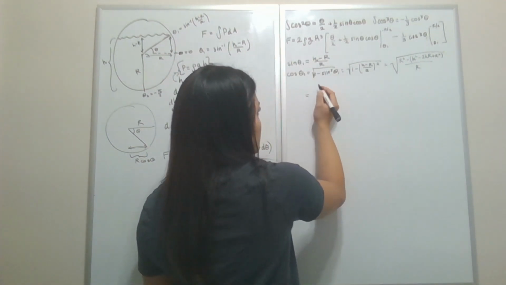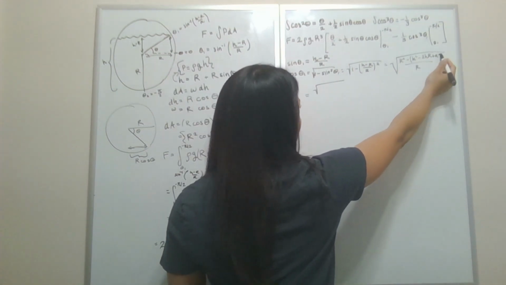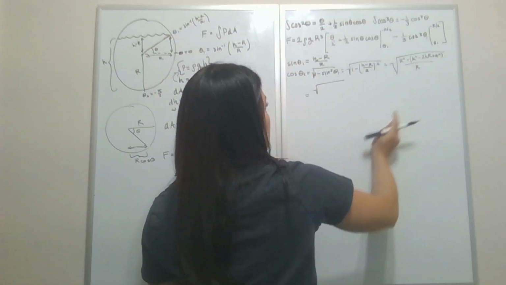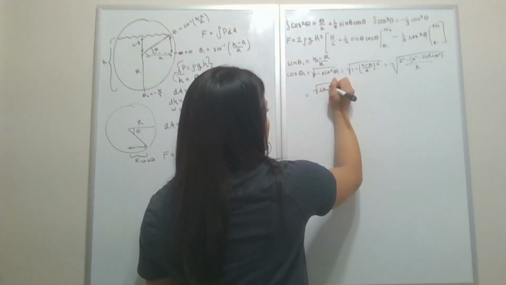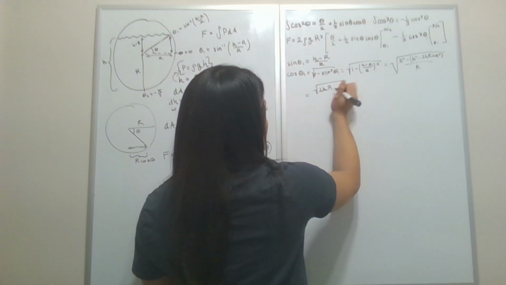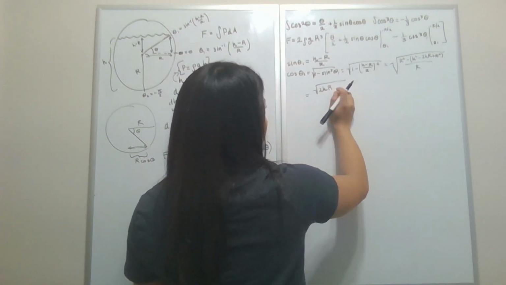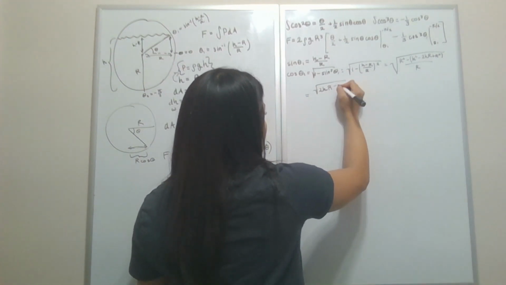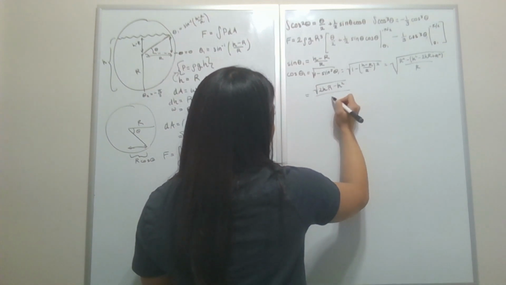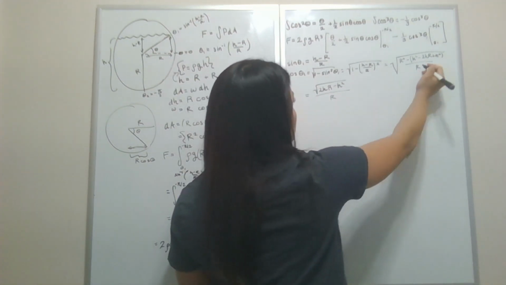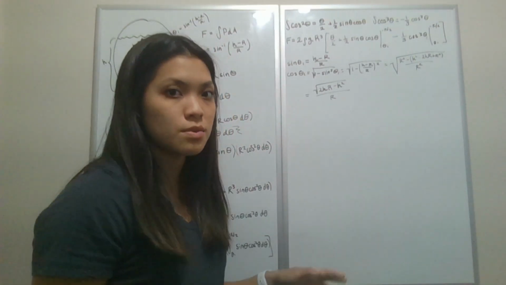Simplifying this, the 2 radius squared cancels out, and this negative turns into a positive, so it gives us the square root of 2 times the height times the radius minus the height squared, divided by r, the radius. This radius should be squared up here, and so the square root of radius squared is just the radius.